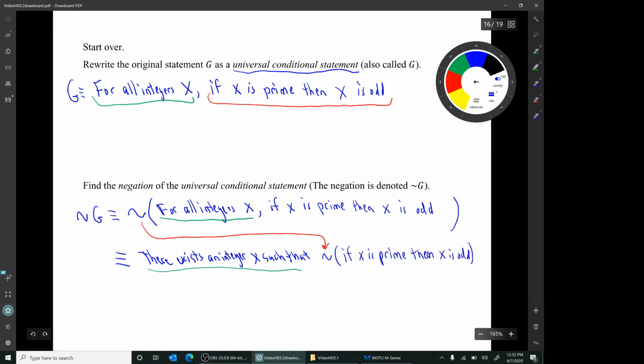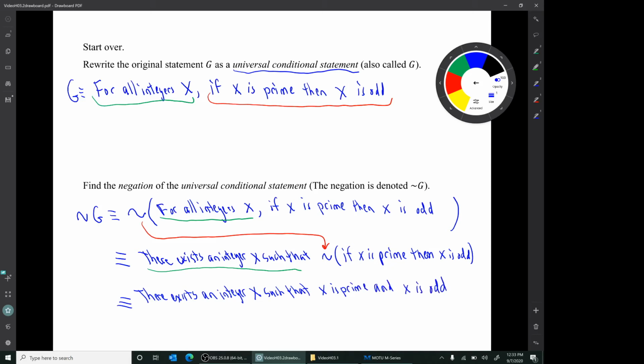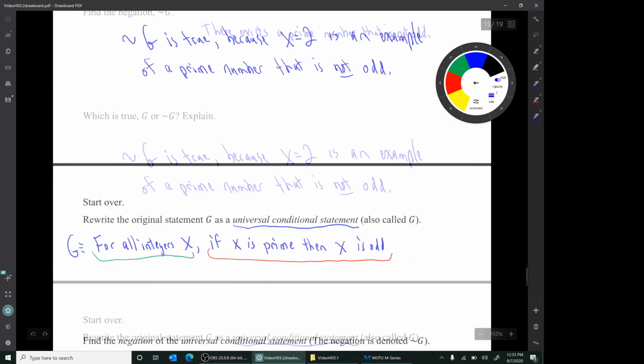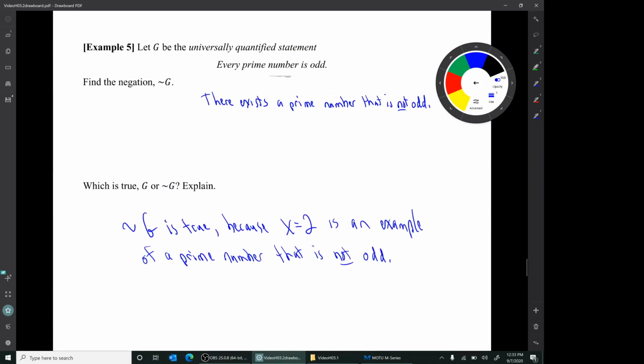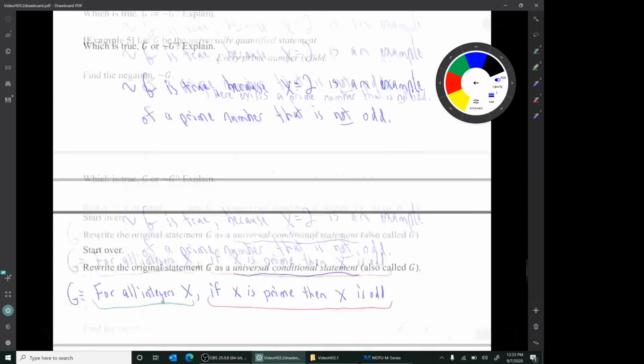So here I've just moved the negation symbol one notch to the right. I have parked it now in front of this predicate. Now I have to negate that predicate. So there exists an integer x such that x is prime and x is not odd. So this actually means the same thing as the negation that we had on the previous page. There exists a prime number that is not odd.